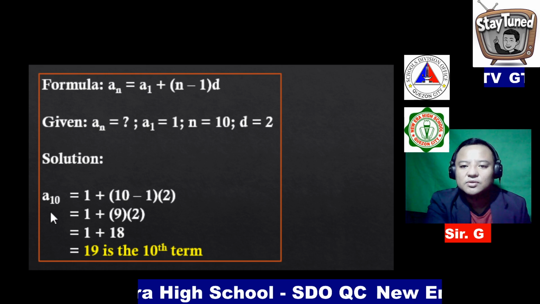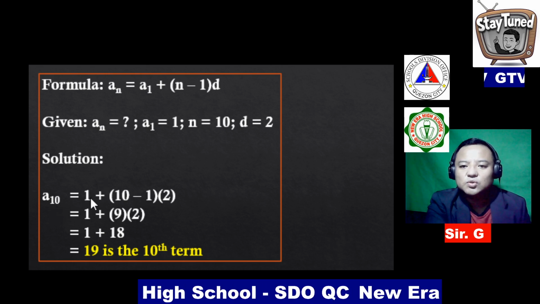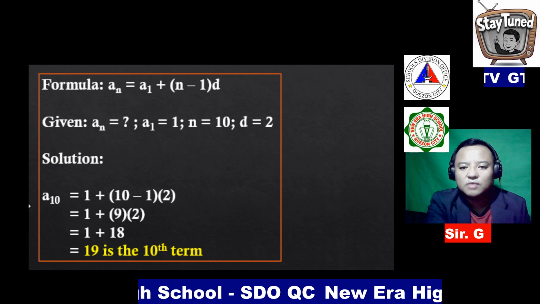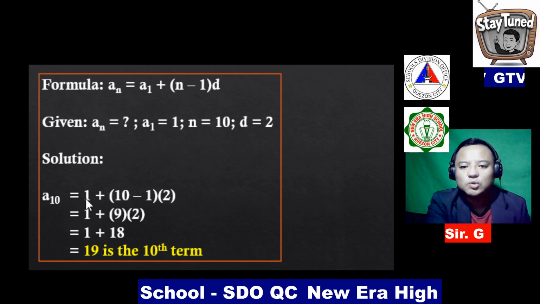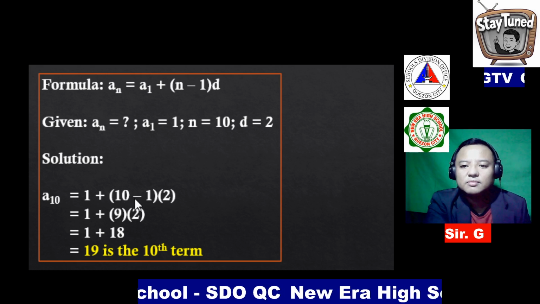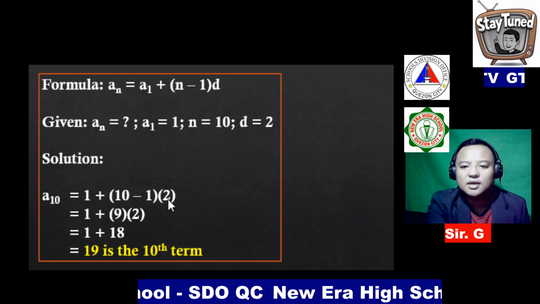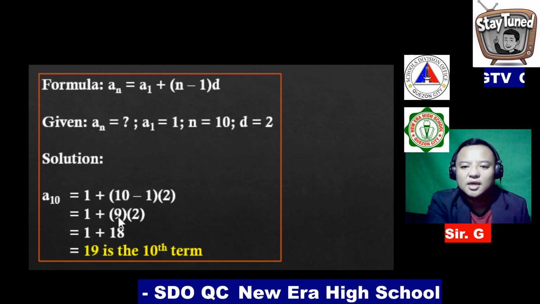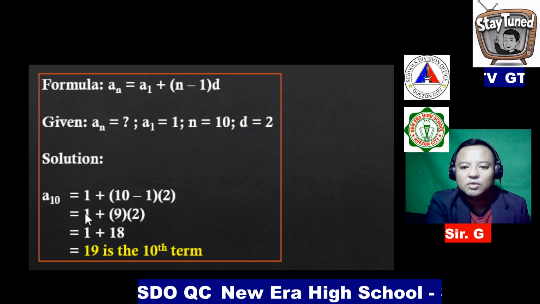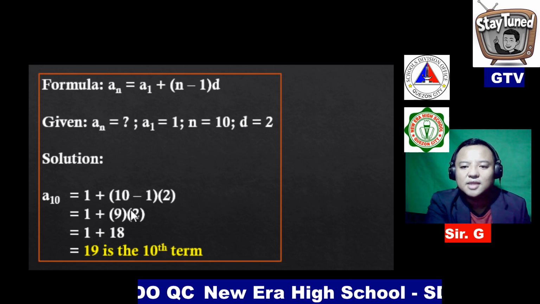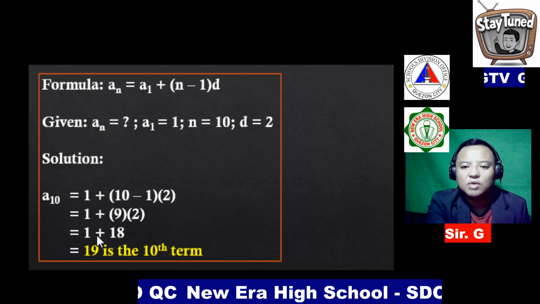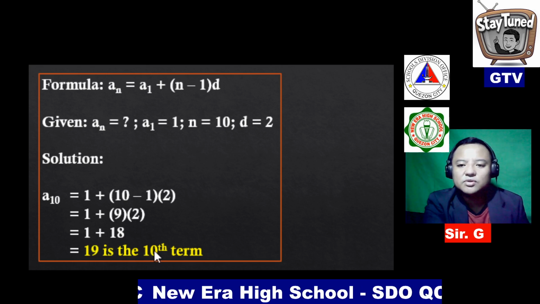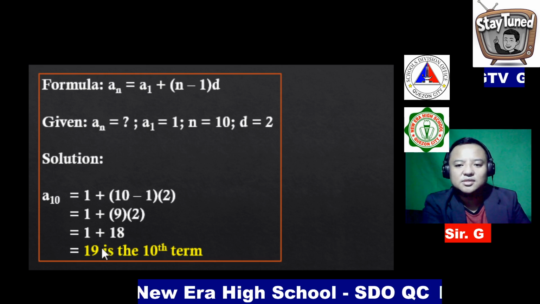So, n is equal to 10. Then the first term is 1. Your n is 10. Then your common difference is 2. Then we arrive at a sub 10 equals 1 plus a quantity of 10 minus 1 multiplied by 2. Then let's simplify this. So 10 minus 1 gives us 9. Then multiply by 2, bring down 1. So 1 plus 9 times 2. Then we will arrive at 1 plus 18 or simply 19. So therefore, we can conclude that the 10th term of this sequence is 19.